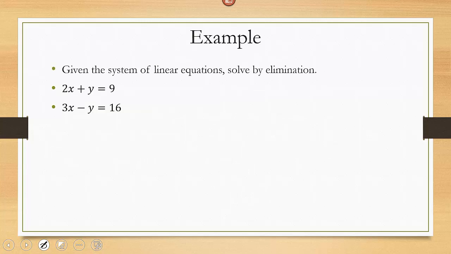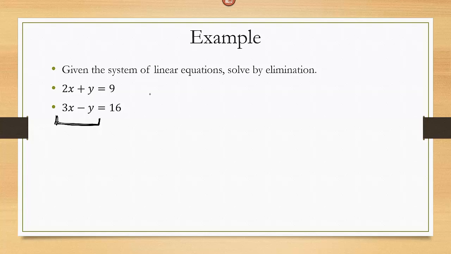It's quite a simple one. So given the system of linear equations, solve by elimination. We have our two equations, 2x plus y equals 9 and 3x minus y equals 16. On this side here, what can we eliminate really easy? We have a 2x and a 3x. If we add down, that's a 5x. We have a y and a negative y. If we add down, those cancel. So this is already set up for us. Let's go ahead and cancel these out.